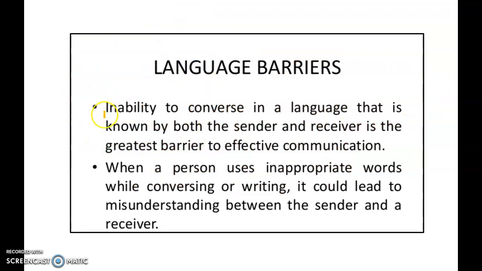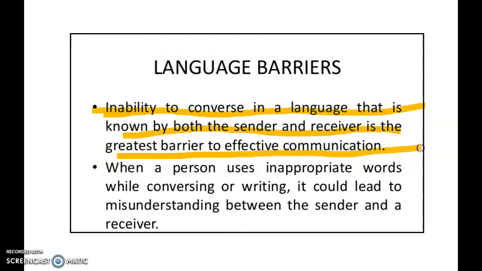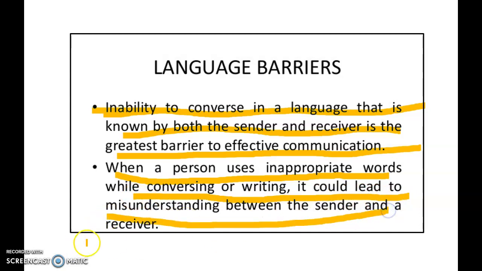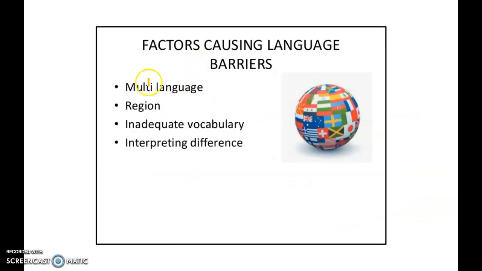See the definition: inability to converse in a language that is known by both the sender and receiver is the greatest barrier to effective communication. When a person uses inappropriate words while conversing or writing, it could lead to misunderstanding between the sender and the receiver. That is the language barrier. If one person doesn't understand another person's language, he or she cannot speak properly. Factors causing language barrier: multi-language.